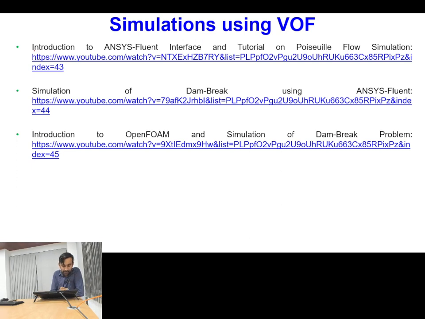The first lecture is an Introduction to the ANSYS Fluent Interface: how the graphical user interface of ANSYS Fluent looks, and what the different steps are that you need to do to run a simulation in ANSYS Fluent. You can go through this tutorial of a plain Poiseuille flow problem, and see how to set different boundary conditions and how to define the models. If you follow this, I think you can repeat the problems shown over there.